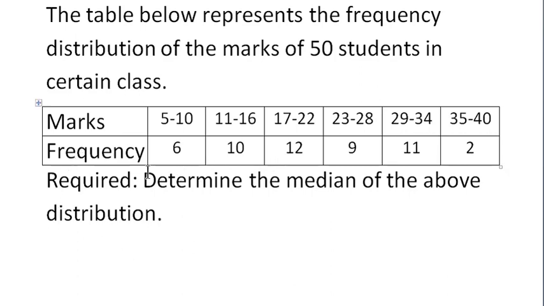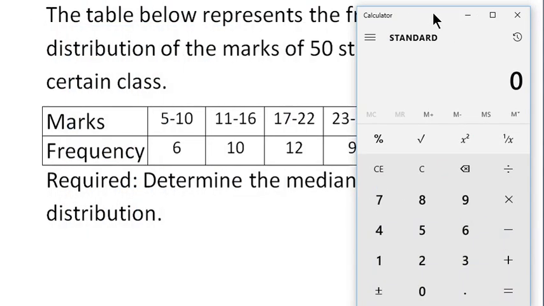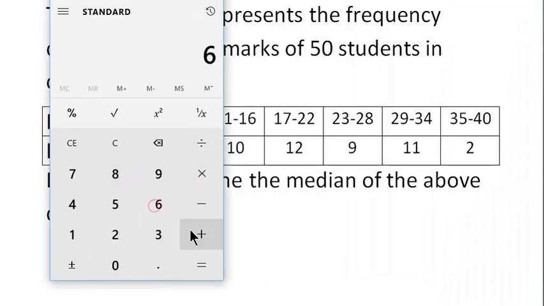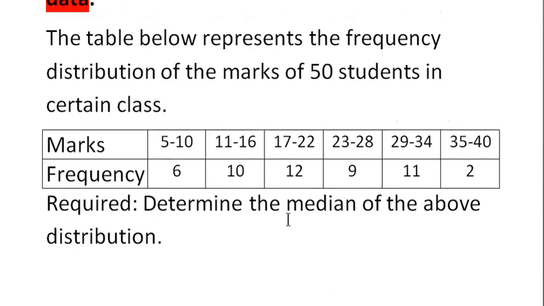Now I want to check the frequency. They say that the frequency is 50. That means when you add 6 plus 10 plus 12 plus 9 plus 11 plus 2, it will give us 50. Let me check. That's 50. Okay, so we shall be calculating the median of this grouped data.